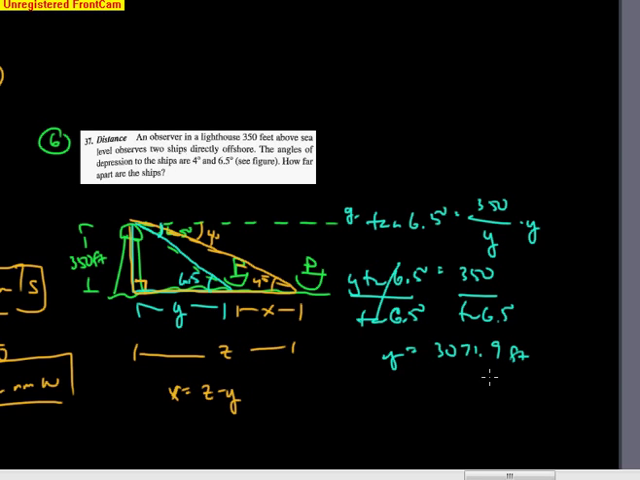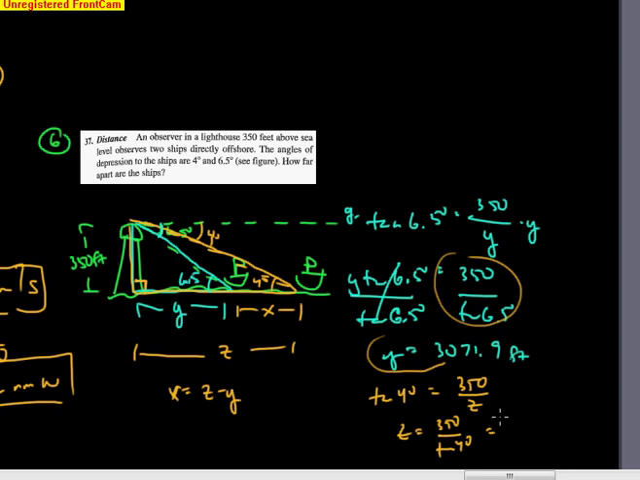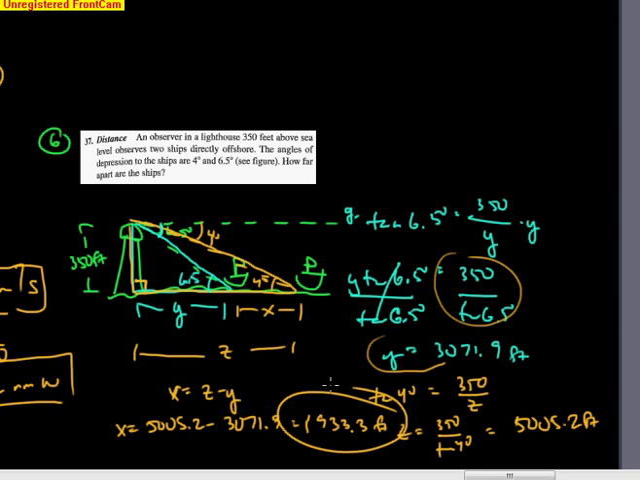Okay. And now to find z, and I'll do it in orange, we're going to do a similar thing. Tangent of 4 degrees equals 350 over z. You take 350 and divide by the tangent. Same thing's going to happen here. So z is going to be 350 divided by the tangent of 4 degrees. I got 5005.2. And that's feet. So then to find x, we just take those two numbers and subtract. 5005.2 minus 3071.9, and I get 1933.3. And that's feet. And that's how far these two ships are apart.